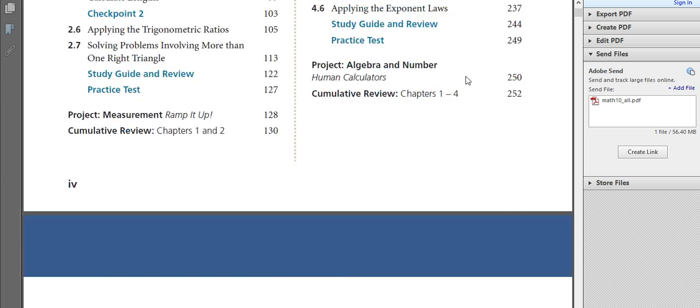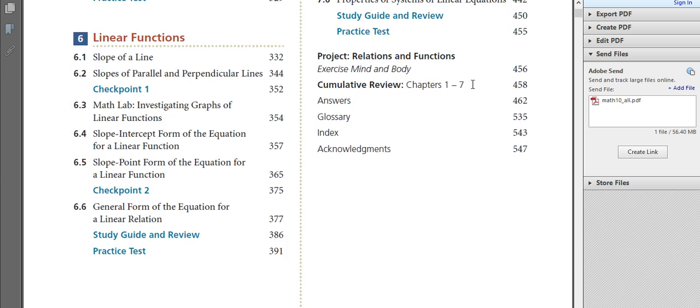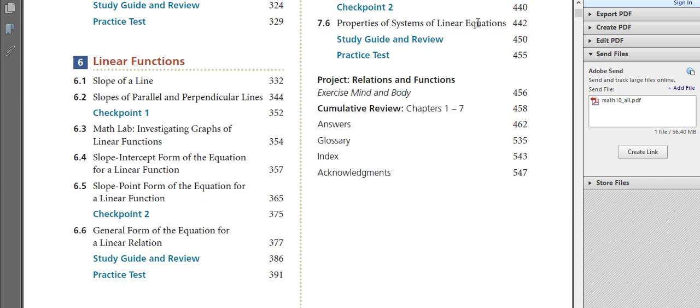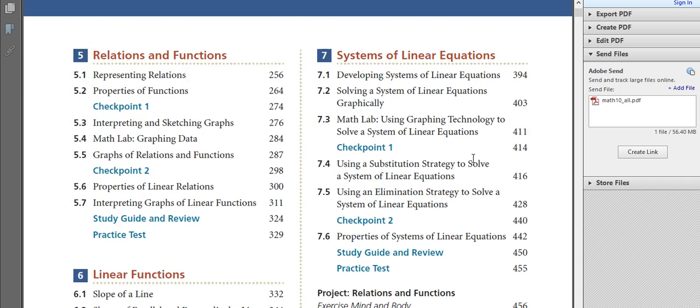So last time we finished chapter 6, which is linear functions. We did slope of a line, slopes of parallel and perpendicular lines, slope-intercept form, slope-point form, and also the general form of the equation for a linear relation. So these were the topics that we covered. The next chapter we have is chapter 7, the systems of linear equations, which includes developing systems of linear equations.